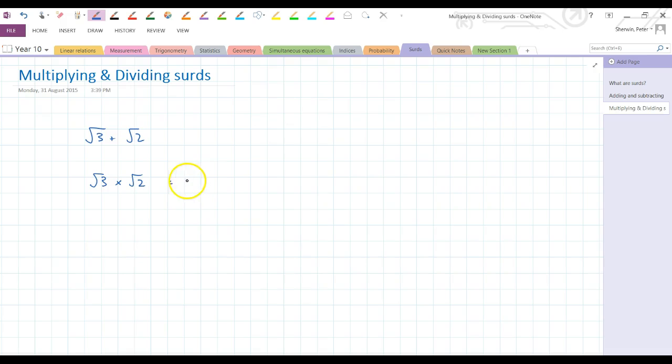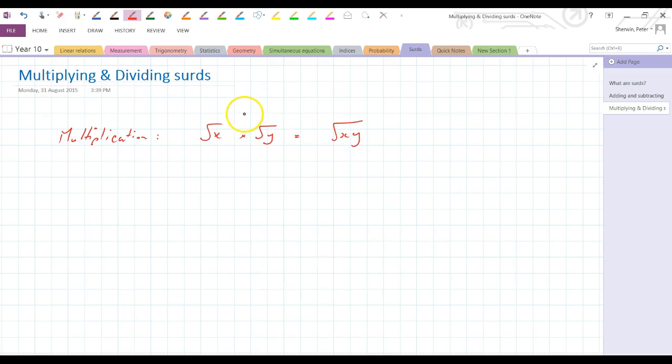We can use the multiplication principle of surds, and that is that the square root of x times the square root of y is equal to the square root of xy. So that's just a little intro. Let's take a note or two about that. So we divide and multiply surds. The square root of x times the square root of y is just equal to the square root of xy.